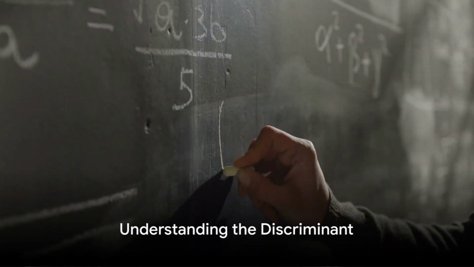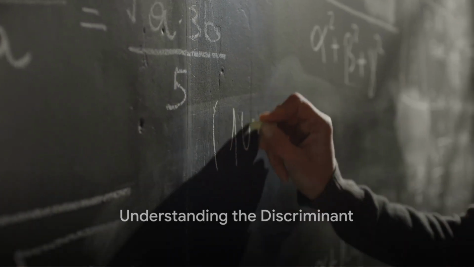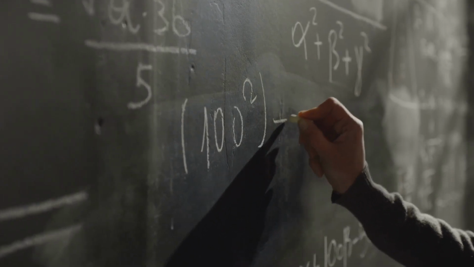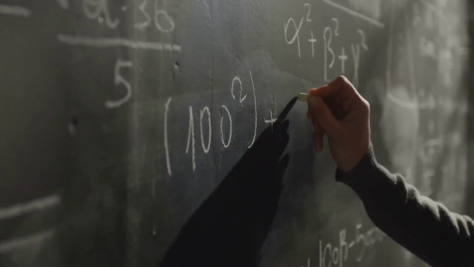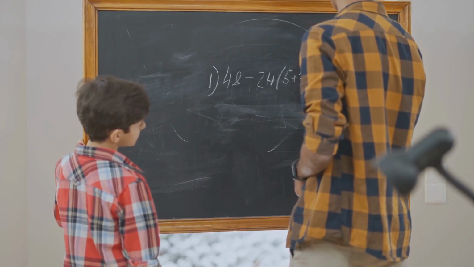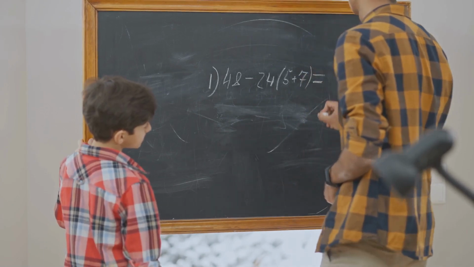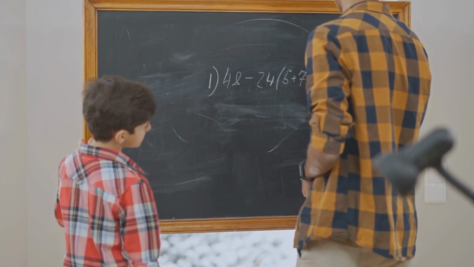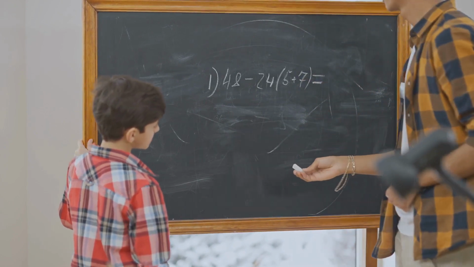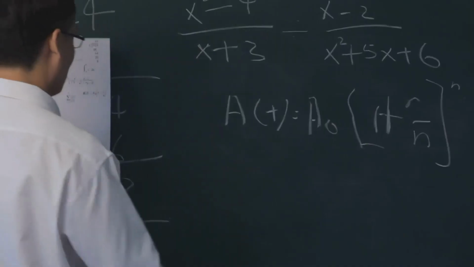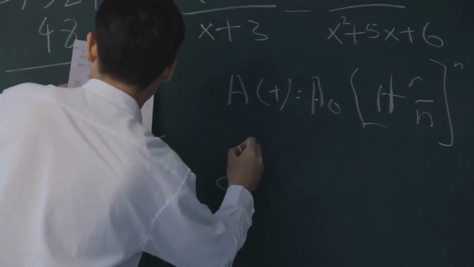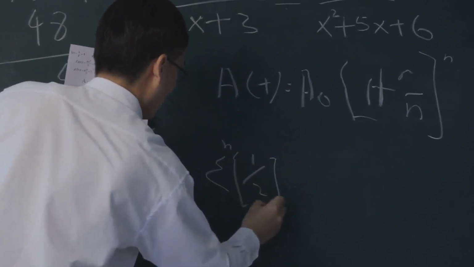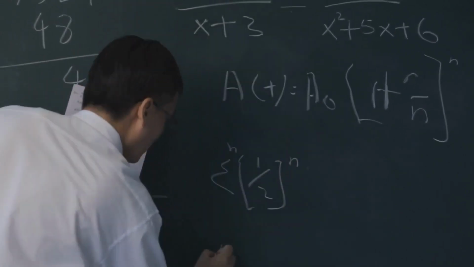Now, the part under the square root in the formula, b squared minus 4 times a times c, is known as the discriminant. The discriminant holds the key to the nature of the roots of the equation. If it's positive, the equation has 2 real and distinct roots. If it's 0, then the equation has 2 real and identical roots. But if the discriminant is negative, the equation has 2 complex roots.